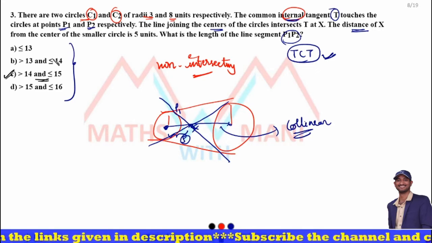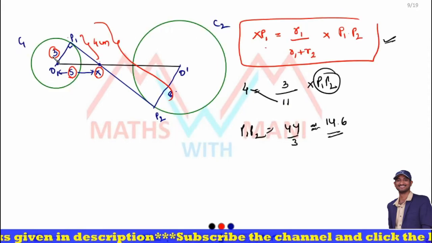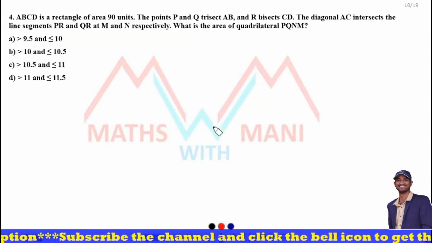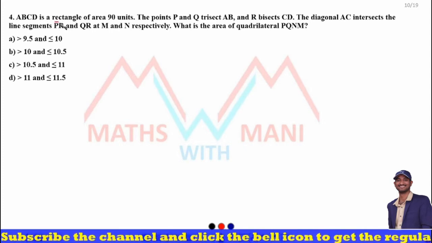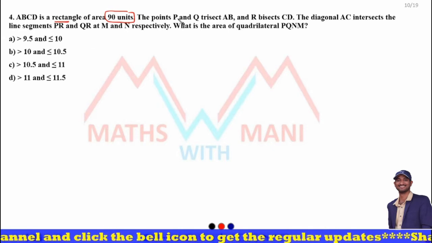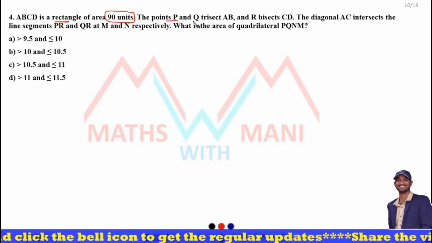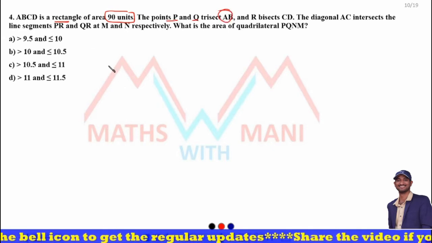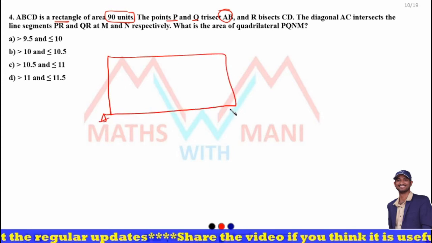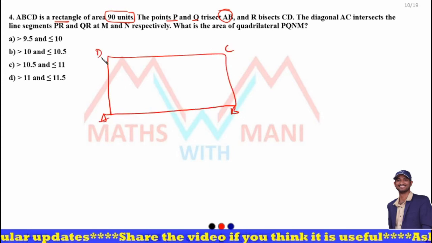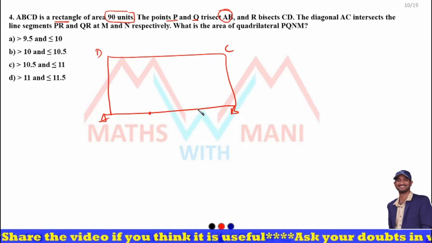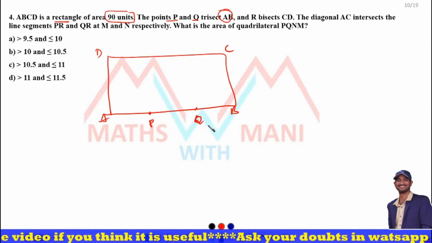Now I'll go to the next one, that is the fourth one. Very, very nice models these are. Let's see the fourth. ABCD is a rectangle of area 90 units. Okay, very good. The points P and Q trisect AB. There is a rectangle ABCD, with A, B, C and D. P and Q are the trisected points of AB. That means P and Q divide the line segment into 3 equal parts.